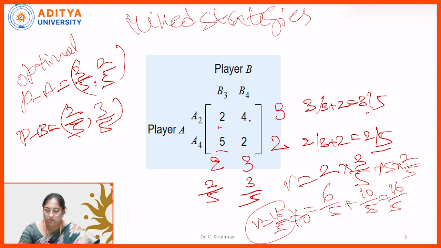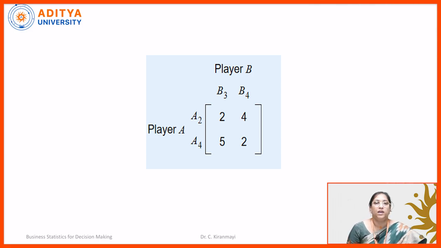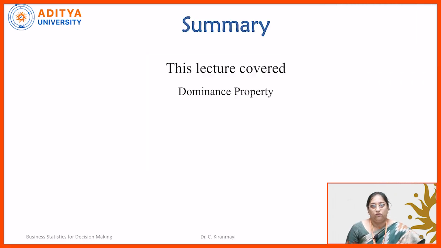So, this is how we can solve m by n games using dominance property. We can reduce to 2 by 2 game and we can solve the game in this manner. So, this is how we can use dominance property. By the end of this lecture, we have understood how to identify which row is dominating, which column is dominating, and when to use dominance property.